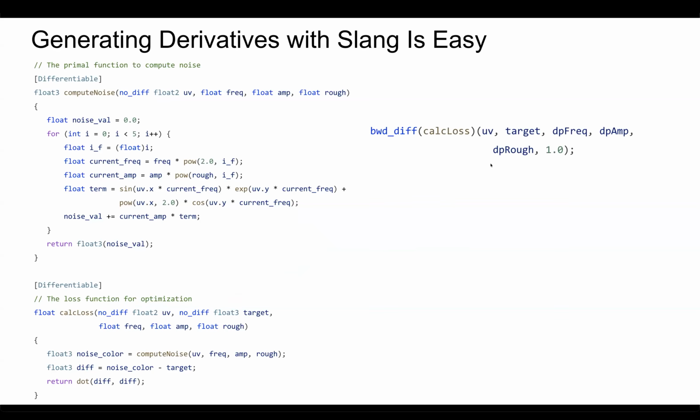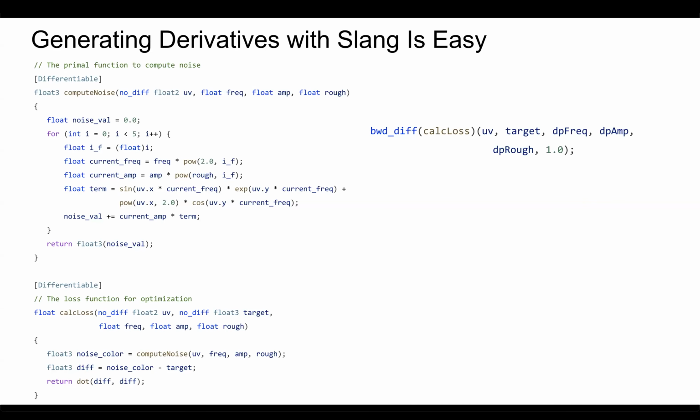Now, if this function looks a little bit funky because it's got two pairs of parentheses with parameters in them, you can just think of it as the same syntax as calling a function that returns a function or a pointer to a function, to your synthesized backward function. So you'll simply call backward diff on your annotated calc loss function, and you'll get the full backward pass that the compiler generated for you.